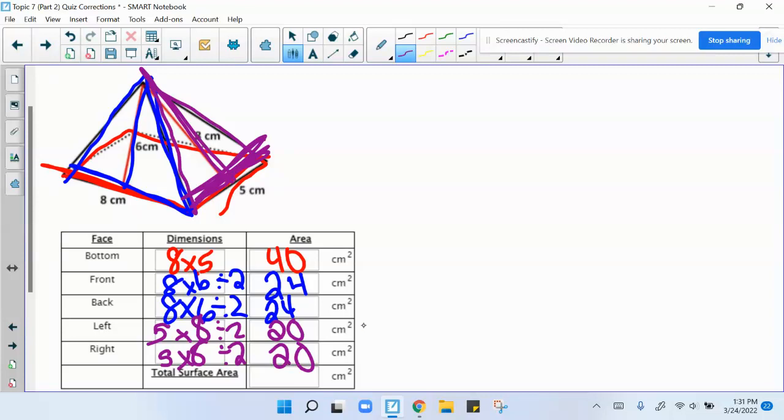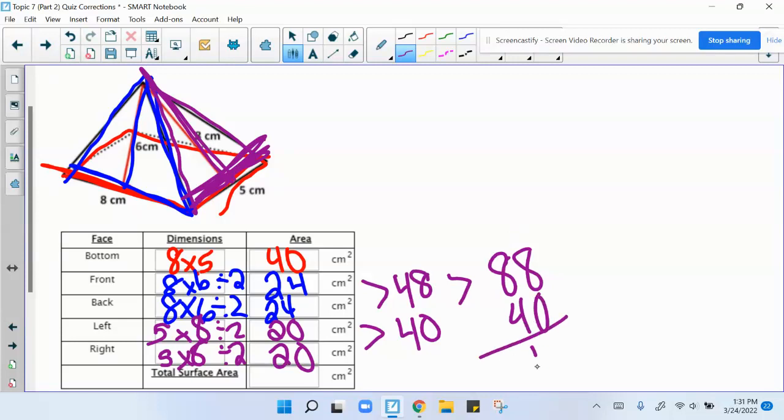So if I add those together, 20 and 20 is 40, 24 and 24 is 48. So that would make a total of 88 plus another 40 would be 128 centimeters squared. So that would be our final surface area. All right, let's keep moving.